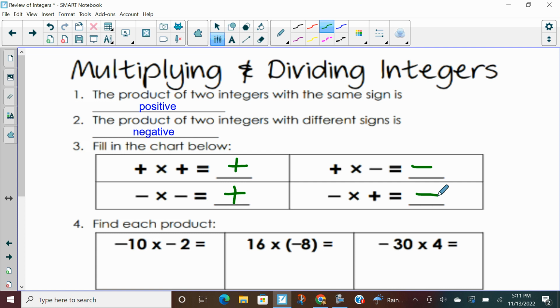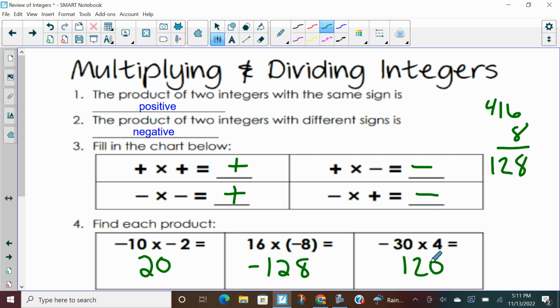So 10 times 2 is 20. It's going to be a positive 20 because negative negative makes a positive. 16 times 8 is 128. It's going to be a negative 128 because I have a positive and a negative. And 30 times 4 is 120. It's going to be negative because there's a negative and a positive.